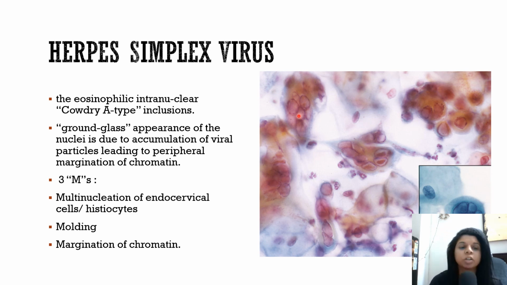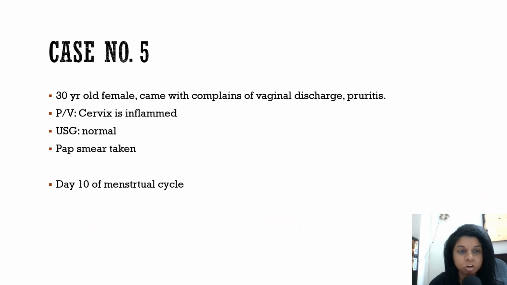And then margination of the chromatin. Margination means the chromatin is almost only in the membrane part and the central part is fully clear. So the famous 3 M's we get in herpes simplex virus are multinucleation, of the endocervical cells or histiocytes, molding, and margination of the chromatin. Molding means these nuclei are multinucleated as well, and they are arranged like a pavement of tiles. So that is all you have to know about herpes simplex virus.